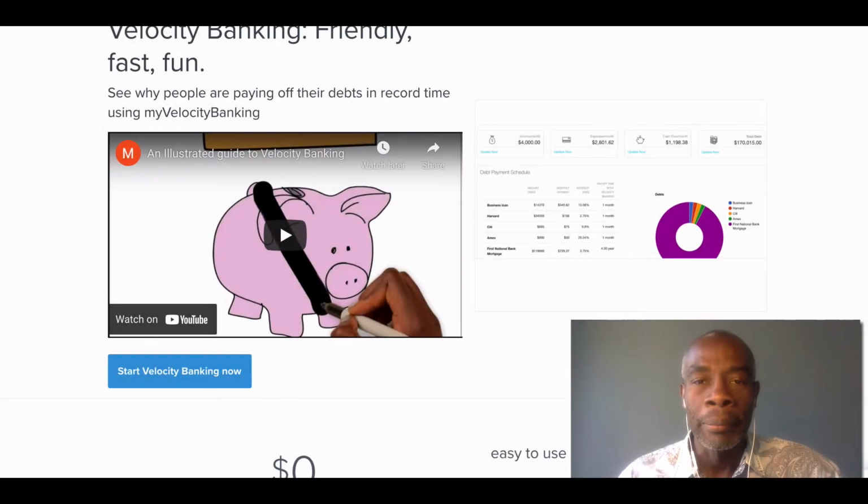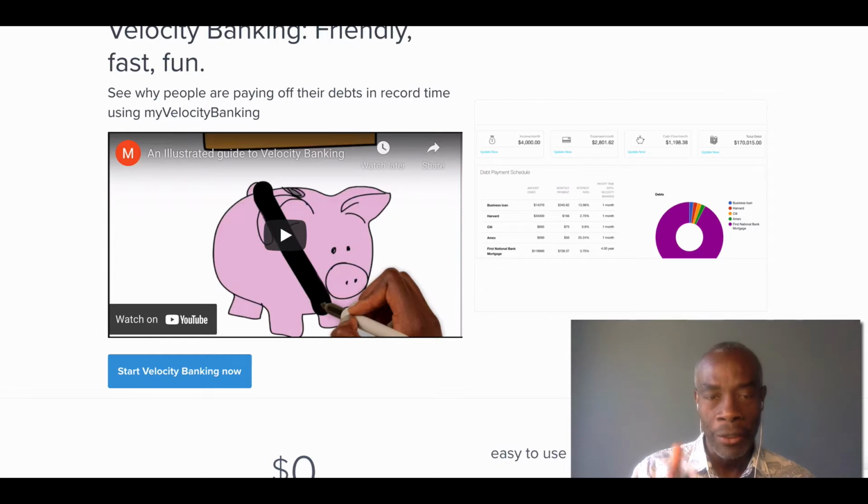All right, welcome to part two of the tutorial. In this section, we look at the reports that are generated and we break it down, as well as looking into how to implement the velocity banking strategy step by step once you get the report.